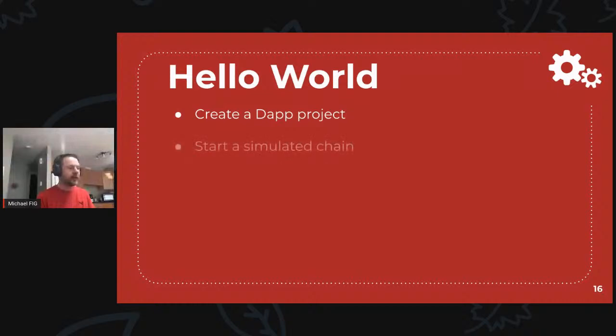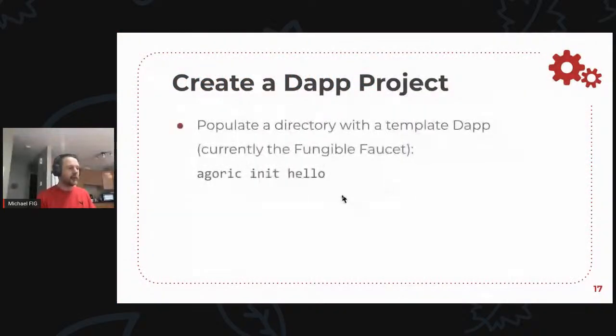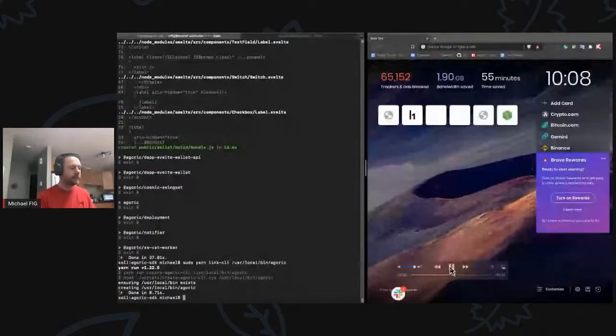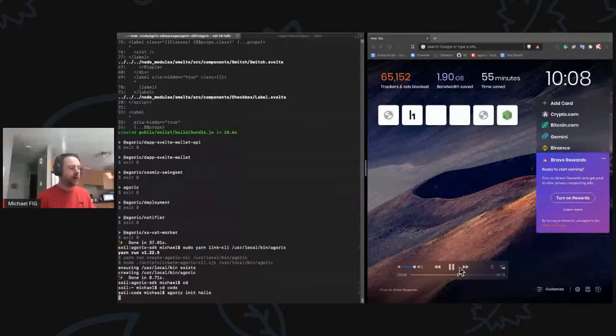Finally, we can start to create a dapp project with a simulated chain and play with some JavaScript in the REPL. This is what a dapp project is started with. Now that we've created that Agoric CLI, we can run Agoric init hello. This is how it goes. We'll go back to our code directory. Because Agoric CLI is in the path, we can be in any directory when we do this. Agoric init hello will create a subdirectory containing the dapp.